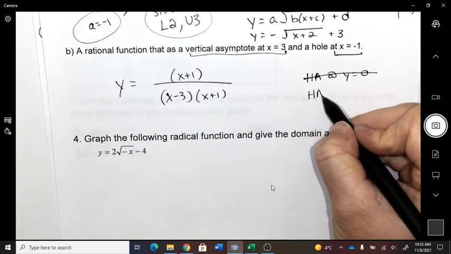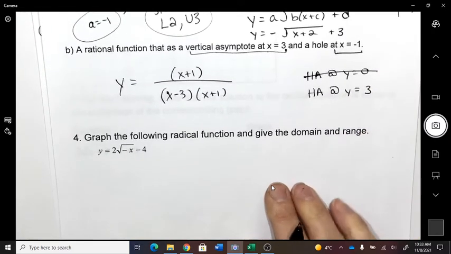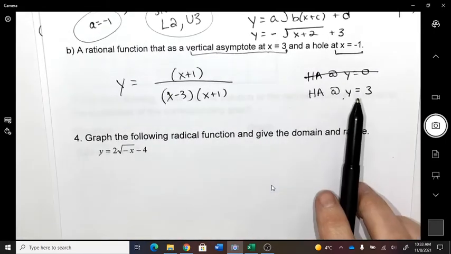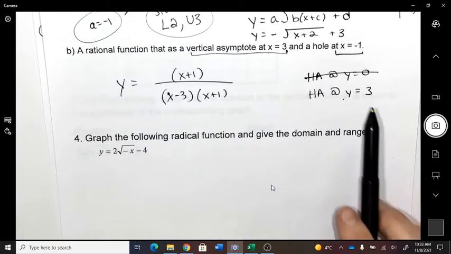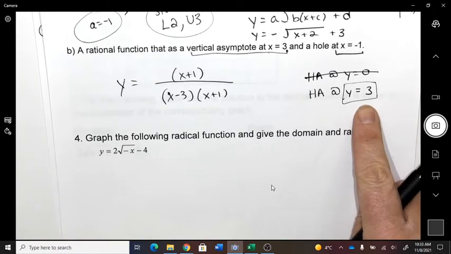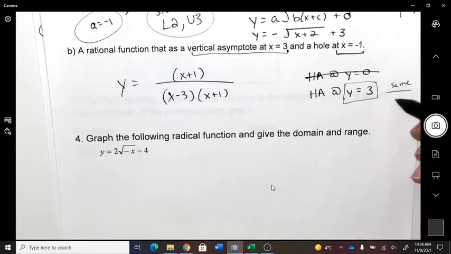What if I said that? What would you need to change in this equation so that you would meet this criteria? What's the situation about the degrees? If there's a horizontal asymptote at 3, what do you know about the degrees? You would need the same degree, and you would need something to divide coefficients.